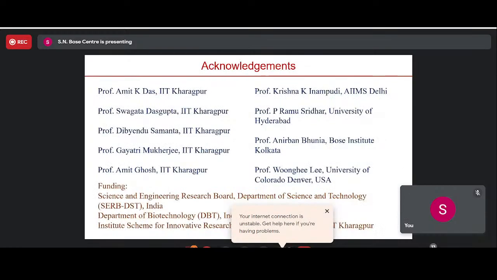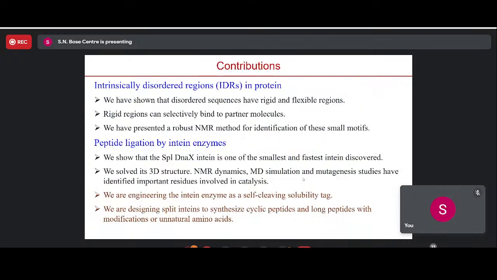So I have a lot of collaboration, so I like to collaborate with lots of people, right? So there are many people in IIT Kharagpur and also outside IIT, and these are the funding agencies. Ultimately, you need money to do research, right? And these are just the conclusions that I have just mentioned. Yeah, I'll be happy to take questions.